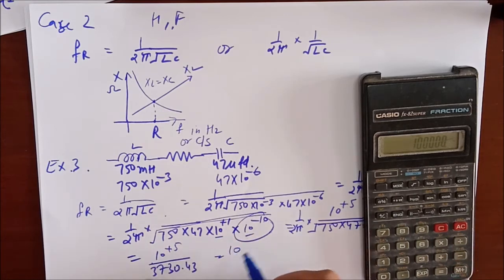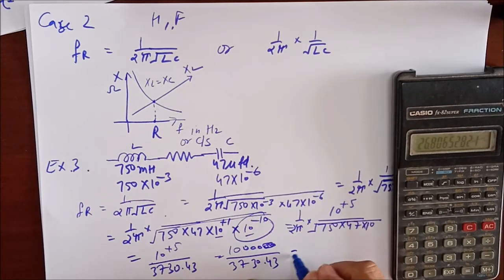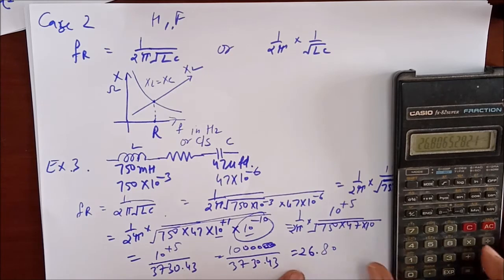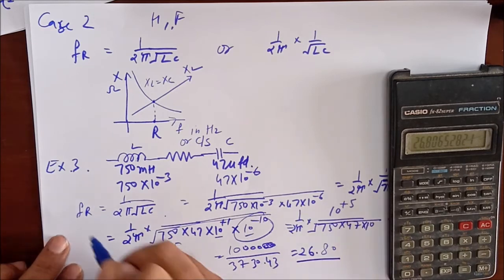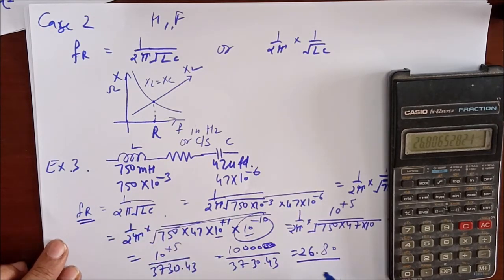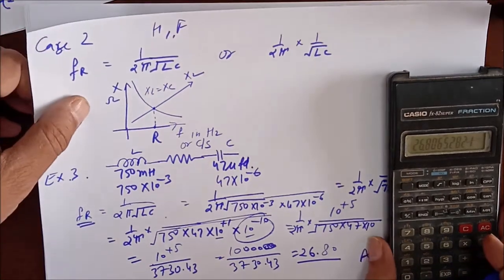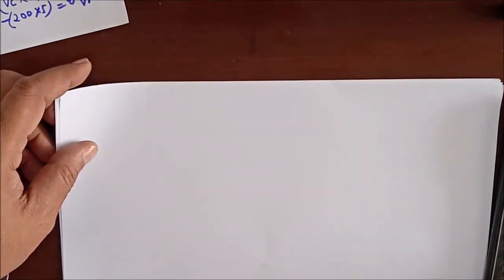This is equal to 10, 1 2 3 4 5, and this is 3730.43, so on. This is equal to 26.80. Of course some values are also there that I'm not taking, and this value is the resonance frequency FR. So this is the answer. In the same way I'm giving one more example to you, because I think it is much better to explain with an example than going on continuously. In the same way, I'm taking one more example now.